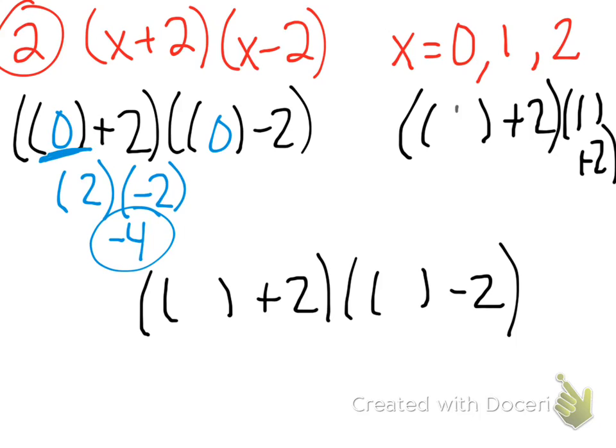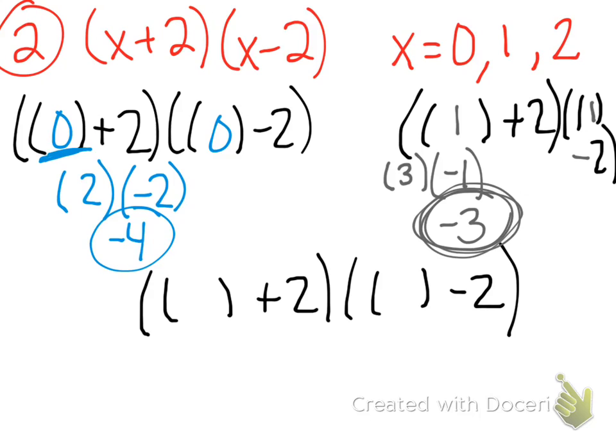Alright, next we're plugging 1 in. So in both of those parentheses, I'm going to put a 1. What is 1 plus 2? This should be a minus sign, sir. 3. What is 1 minus 2? -1. What is 3 times -1? -3. Our second answer is -3. Any questions on that one?